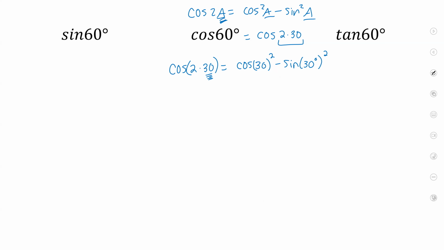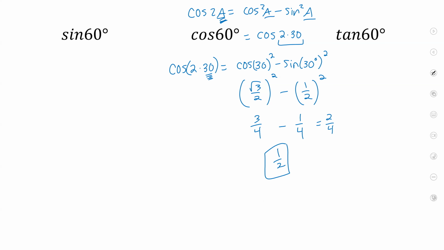So cosine of 30 degrees is square root of 3 over 2, and we're going to square it. Sine at 30 degrees is 1/2, and then we square it. I'll be left with 3/4 minus 1/4. This equals 2/4 or 1/2. So based off of the unit circle, you already know that cosine at 60 degrees is 1/2 and the sine is square root of 3 over 2. However, we found it using the double angle identity.